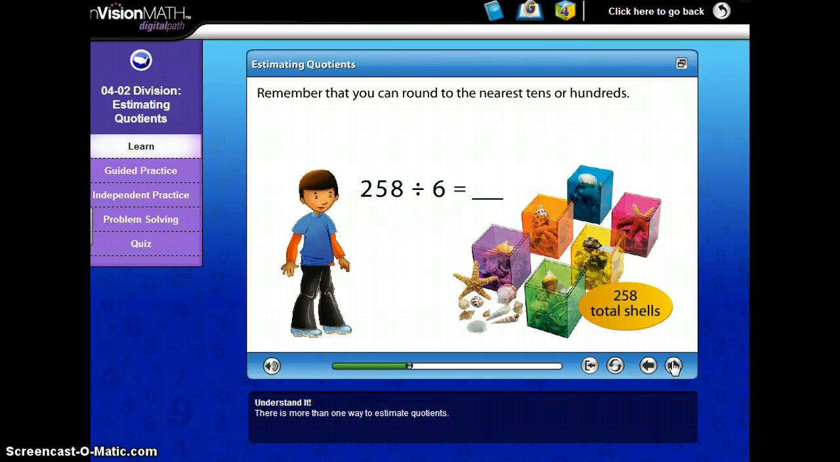So if I cover up this 8, I'm left with 25 divided by 6. Is 25 a multiple of 6? If I count by 6s, will I ever hit 25? No, but what will I hit that's really close? 24, yep. What's another one that's pretty close? That's right. Either of those would work.